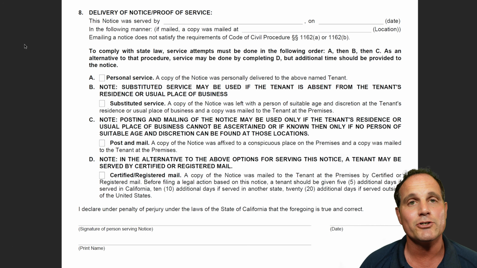And the other major mistake I see happen by landlords is not correctly delivering the notice to terminate tenancy. So can a landlord text this? Can a landlord just email this? No.